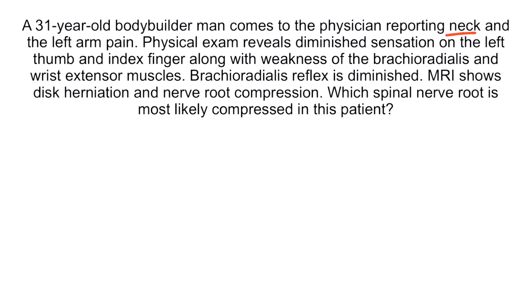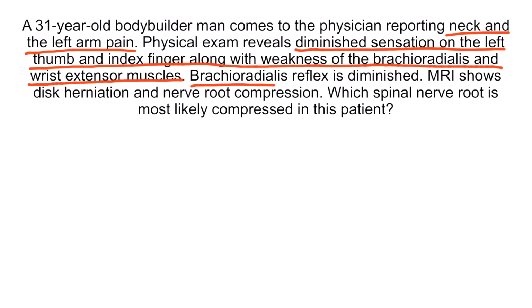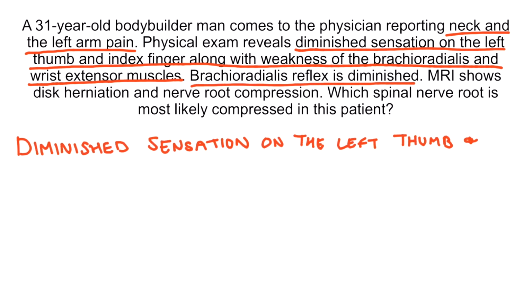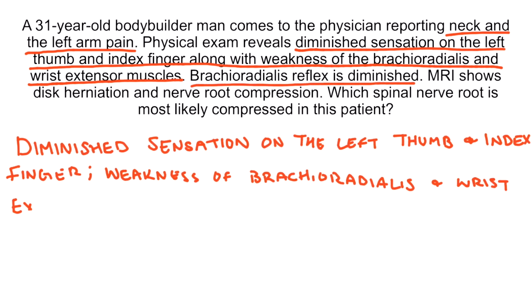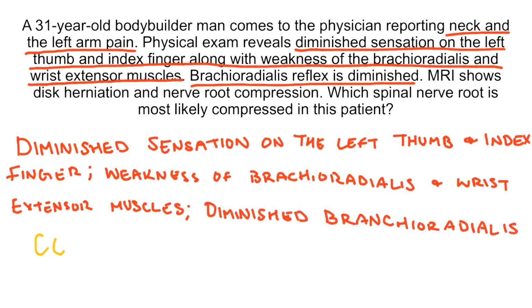The patient presents with neck and left arm pain. The physical exam reveals diminished sensation on the left thumb and index finger, along with weakness of the brachioradialis and wrist extensor muscles. Brachioradialis reflex is diminished. These are signs and symptoms of C6 spinal nerve root compression. So the C6 nerve root is most likely compressed in this patient.